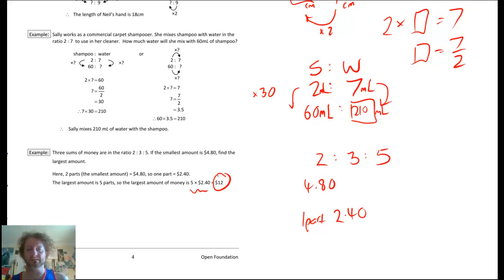Again, it's just the same as if I said, for every 2 cents that's here, there's 3 cents here, and there's 5 cents here, and $4.80 is 480 cents. I'm just saying, how do I get from here to here? I times by 240. This batch of money is 240 times bigger than the original ratio, so every number just got times by 240. And how did I get the 240? I worked out 2 times what gives 480. Well, that'll be 240. So 5 times 240 would give me 1,200 cents, $12.